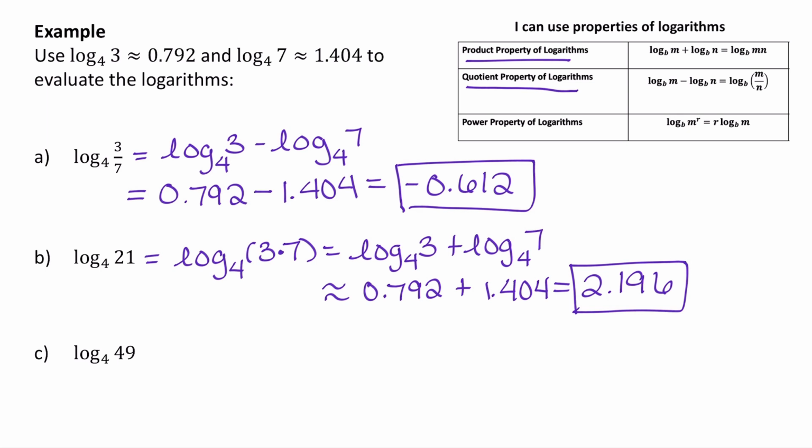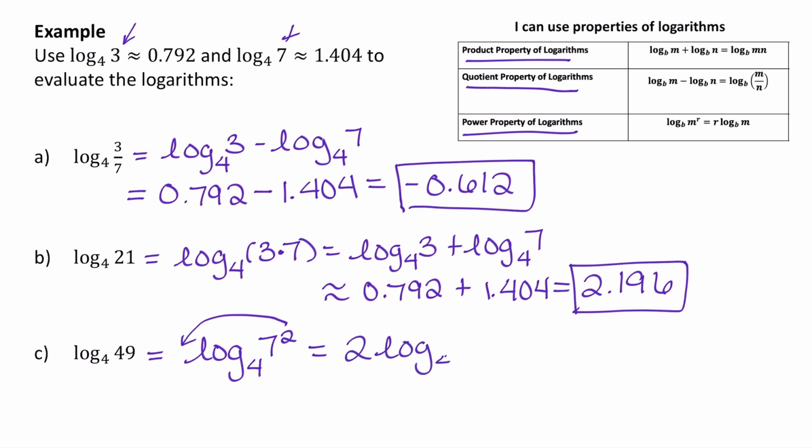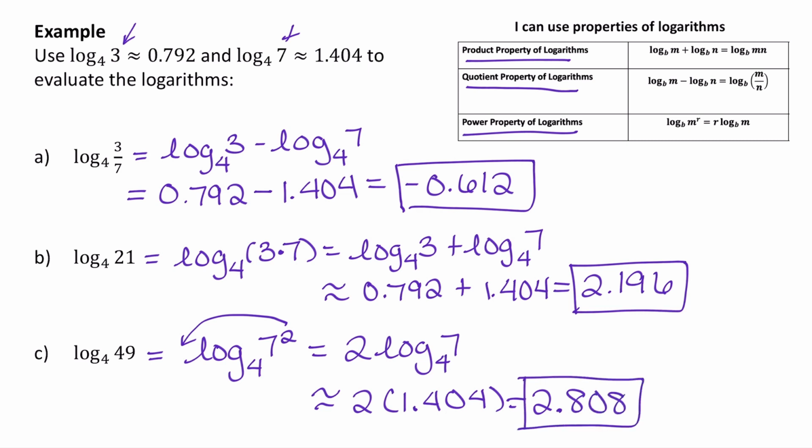What about the log base 4 of 49? So we want to think about rewriting 49 in terms of 3 and 7, right? Because those are the two values that we have. Well, 49, remember, is 7 squared. So this is the log base 4 of 7 squared. I can now use the power property and bring this 2 down in front. So this is going to turn into 2 times the log base 4 of 7. The log base 4 of 7 is approximately equal to 1.404. So if I plug that in and then I use my calculator, I get 2 times 1.404, which is 2.808. And that is approximately equal to the log base 4 of 49.